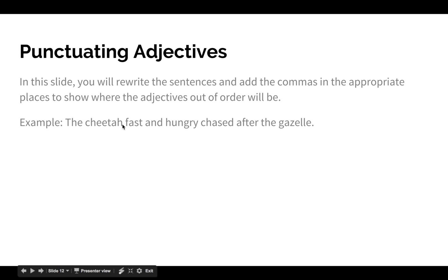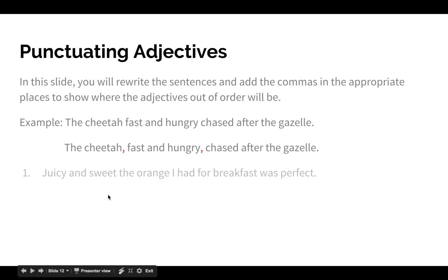So if there are no commas, I'm not really sure where I'm supposed to pause or where my adjectives are. So if you see here the red commas, that's where the punctuation should go. The cheetah, fast and hungry, chased after the gazelle. So my commas go here, and I separate my adjectives out of order from the rest of the sentence.